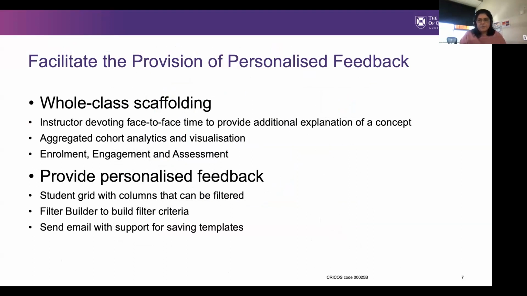In terms of looking at Course Insights for providing personalized feedback, I guess it comes back to two levels of feedback. There are certainly things you can do in whole class scaffolding. Our first three screens there, enrollment, engagement, assessment, let you look at the overall cohort and apply filters. It might be something you'd want to show back to the students, perhaps at the start of a lecture, to let them know engagement has dropped off.